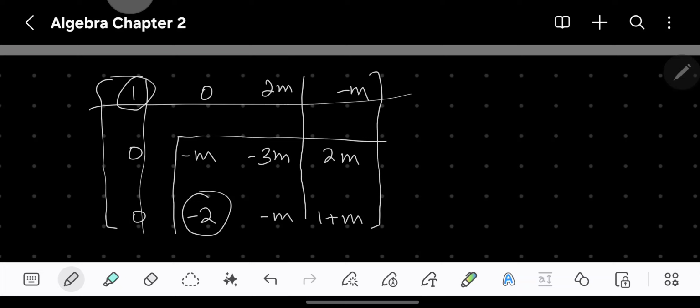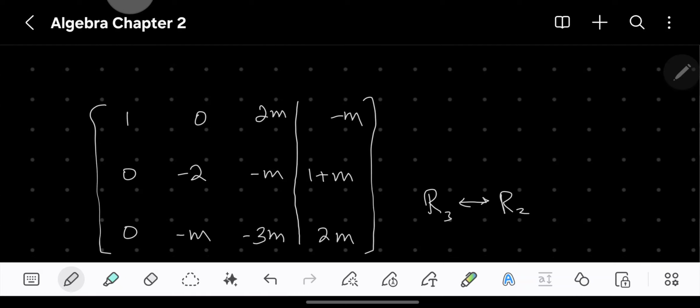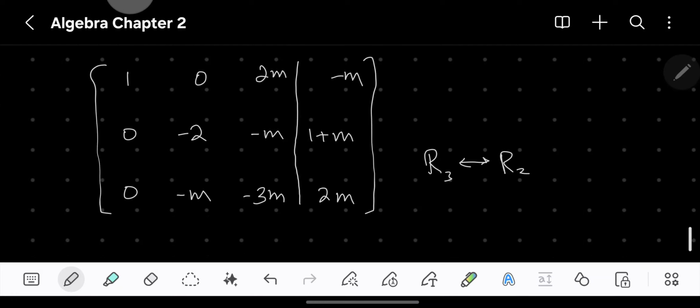This is non-zero because this is minus 2. So I will swap this row with this row. Okay, so what to do? I will swap R3 with R2. So I have swapped R3 and R2 with each other.